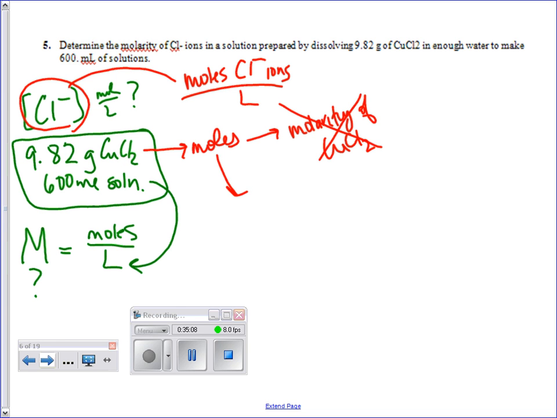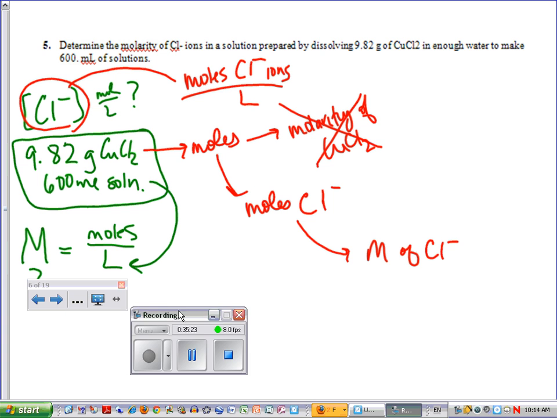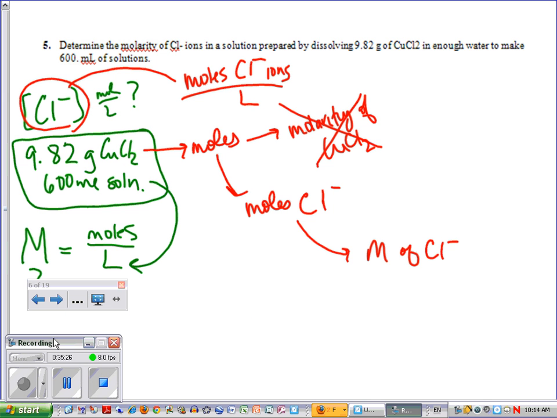Let's do that. Forget this for now and go to moles of Cl minus, and from there I can go to molarity of Cl minus. Is everyone okay with that? I'll show you the other way to do it in a sec, but let's do it this way first, because this to me makes the most sense. It's the most direct way.